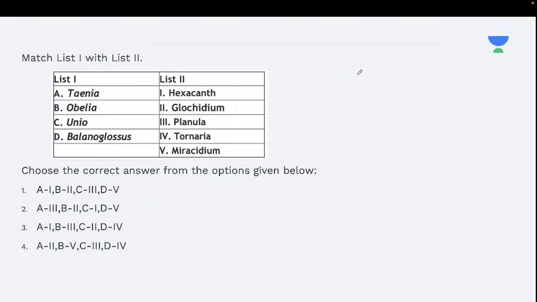Match the list one with list two. So let me tell you. So there is an example of larval forms in different phyla. So they have given you certain organisms' names from the phylum, then their larval forms.